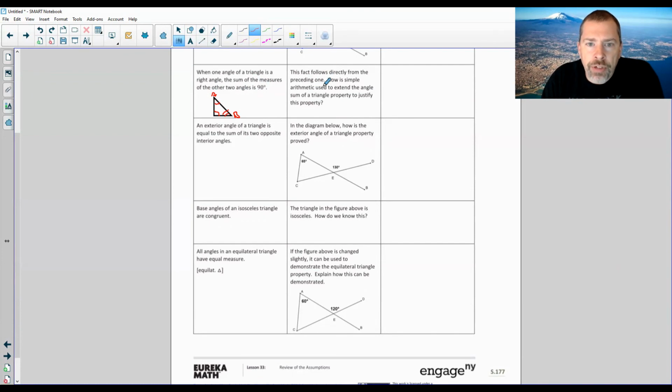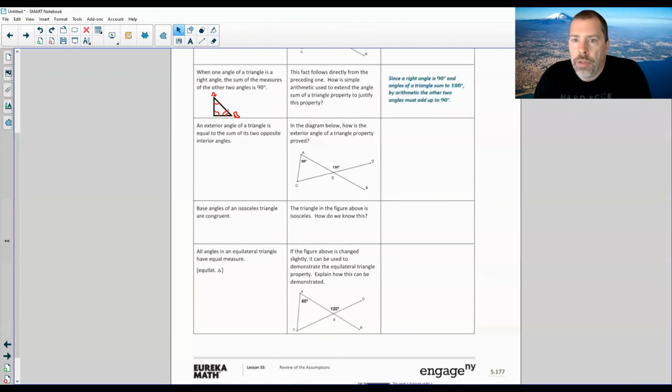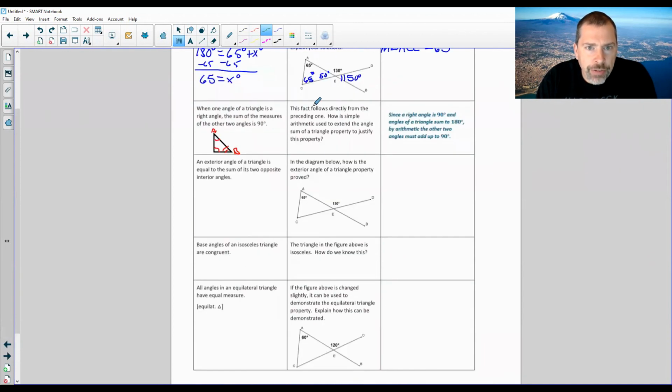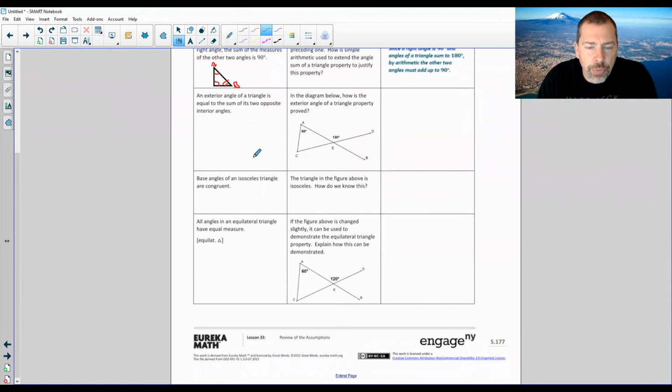How is simple arithmetic used to extend the angle sum of a triangle property to justify this property? Okay, well, that's kind of a wordy statement here, so let me bring that in. Okay, since a right angle is 90 degrees and angles of a triangle sum to 180, by arithmetic, the other two angles must add up to 90 degrees. Okay. An exterior angle of a triangle is equal to the sum of its two opposite interiors. So I kind of set that up here. I revisited that. That's here as well.